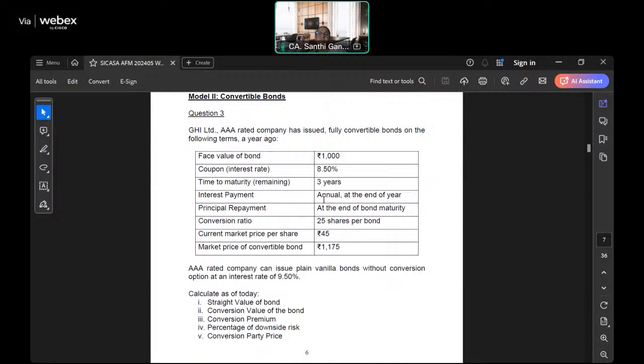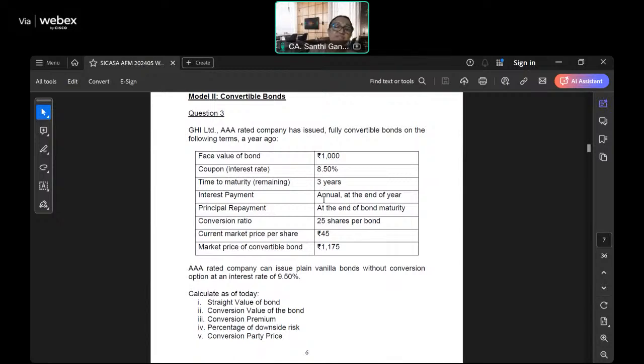Then conversion value of the bond, conversion premium, percentage of downside risk, conversion parity price. These are the things they want you to find. GHI Limited, a AAA rated company, has issued fully convertible bonds on the following terms. Again, the rating is for the security, not for the company.